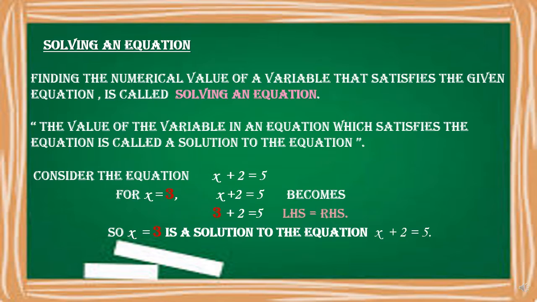Consider the equation x plus 2 equals 5. For x is equal to 3, x plus 2 is equal to 5 becomes 3 plus 2 equals 5. That is, LHS of the equation is equal to RHS. So we can say that x is equal to 3 is a solution to the given equation.